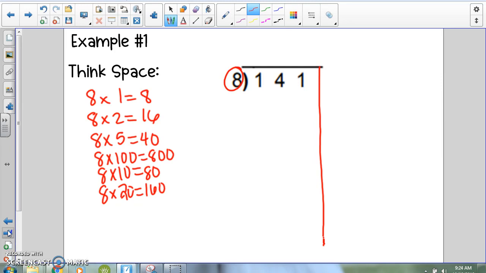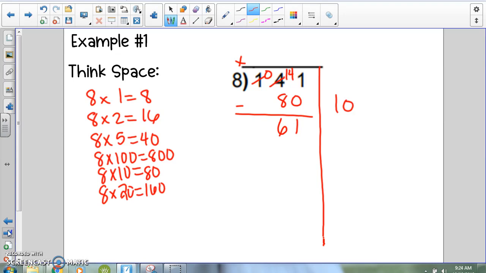So we have 141 divided by 8. The biggest multiple that we have that is less than 141 is 80. So we're going to multiply 8 times 10 to get 80. We're going to subtract and get 1 minus 0 is 1. We're going to have to borrow because we can't subtract 8 from 4. So we cross out our 1, make it a 0. Cross out our 4, make it a 14. 14 minus 8 is 6. So we're left with 61.